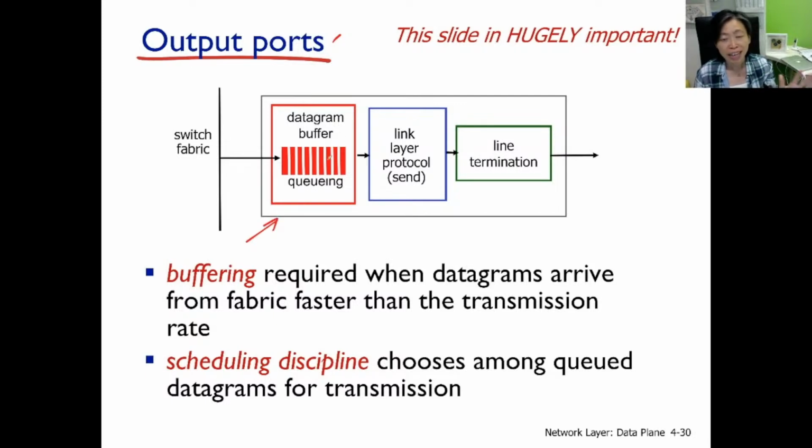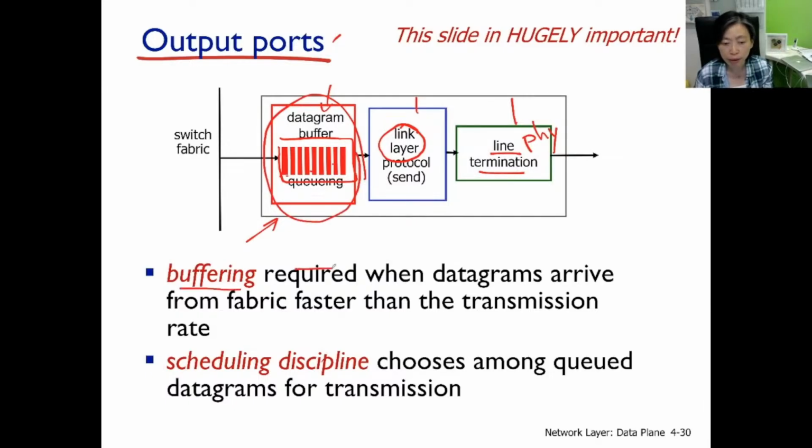It looks very much like the input port, except it's mirrored. We do have this one here. This is where the buffer space is, and packets get queued up here. And this component is doing the link layer protocol. And this one here, although called line termination, is where the physical layer is also implemented. Now let's focus on buffer management here.